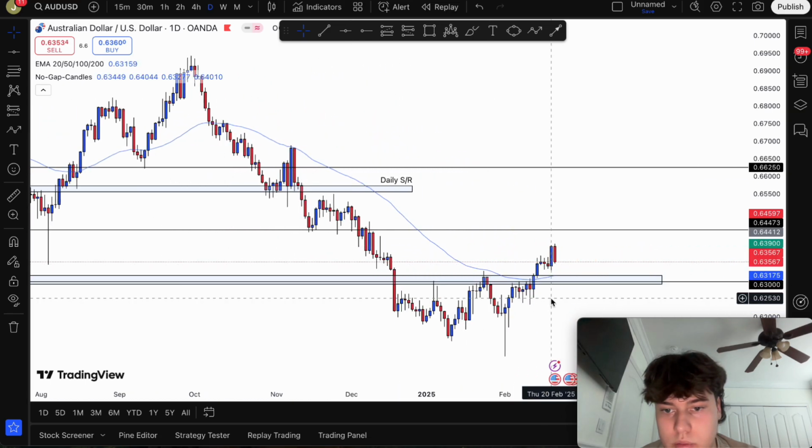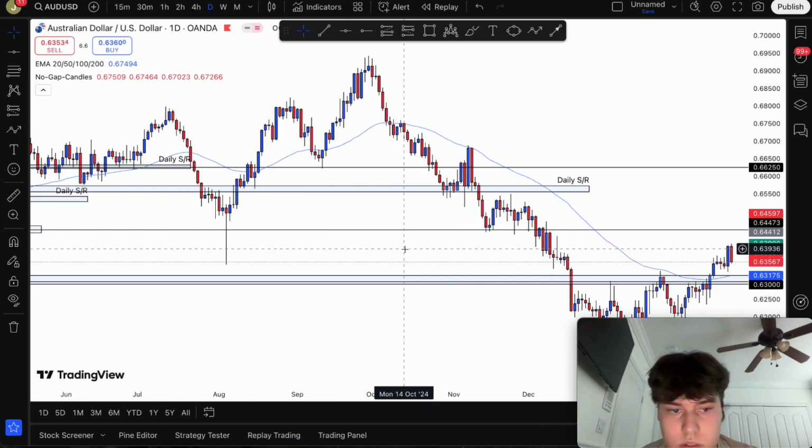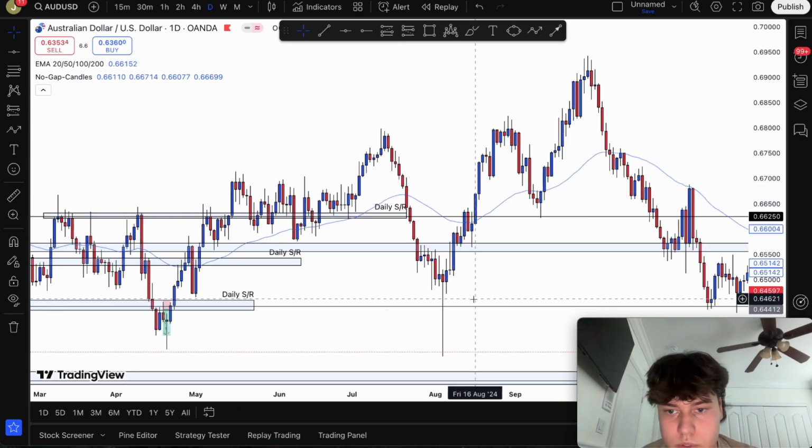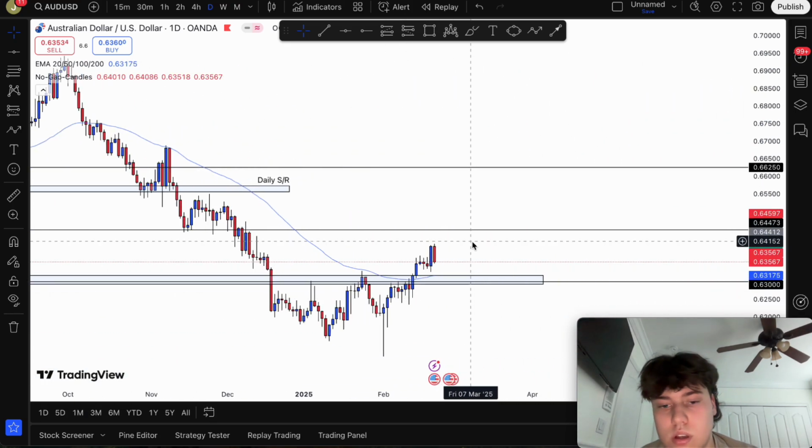This is a solid area of interest. We have resistance, and then support all around here. So these are my top 5 pairs of this week. I'll be doing a trade recap of this week, the trades I take.